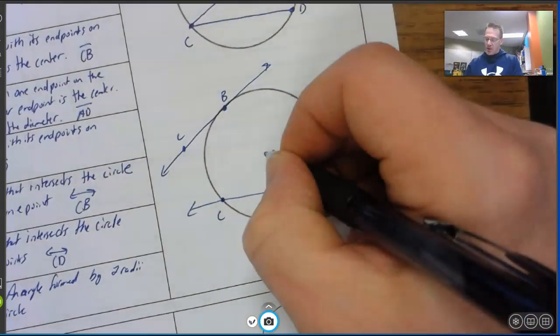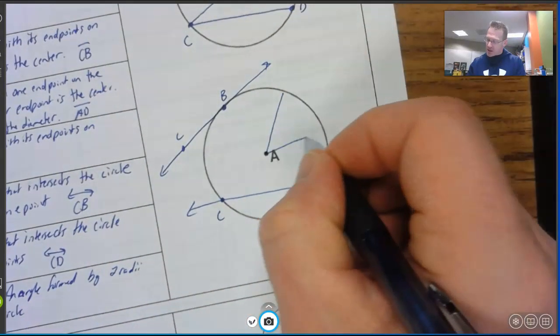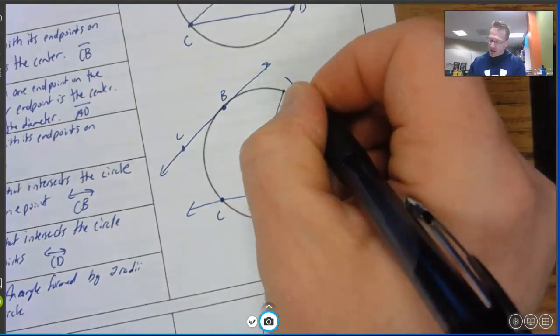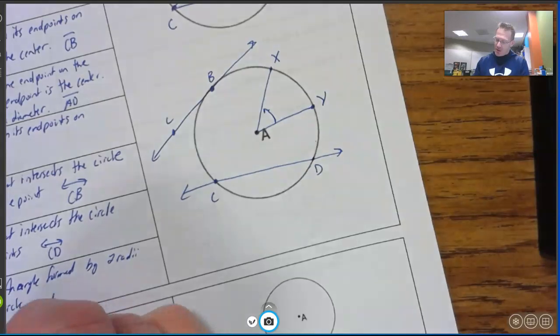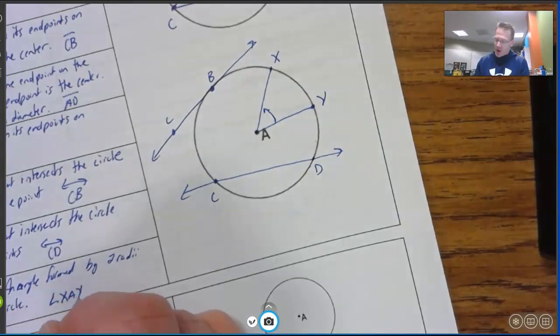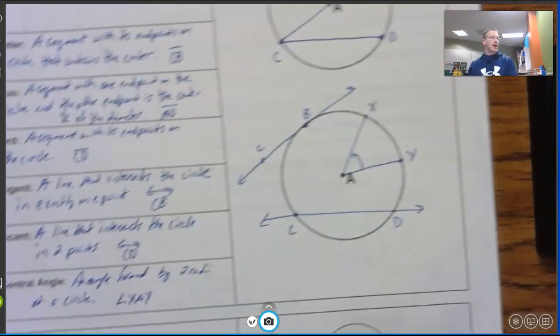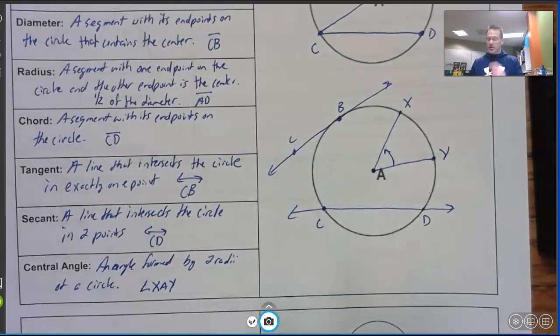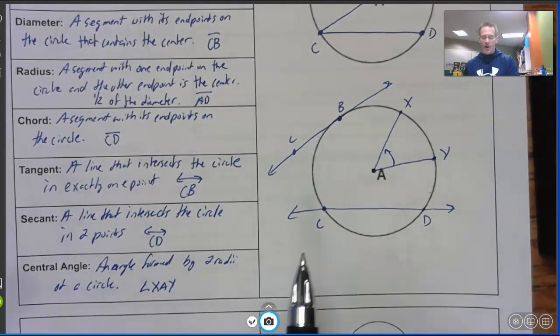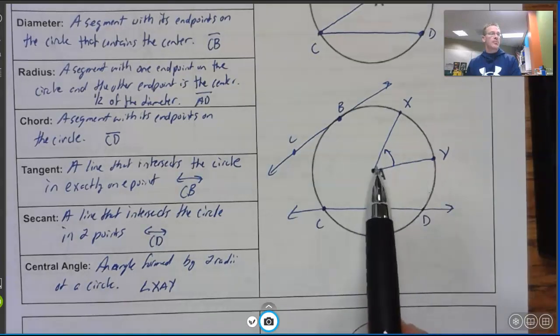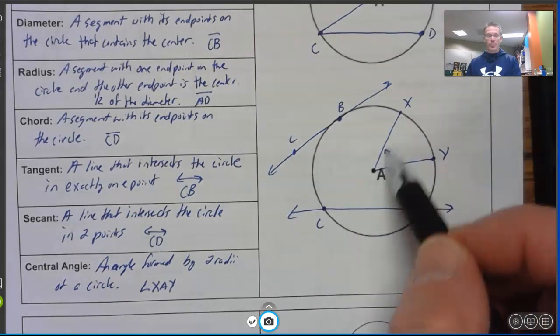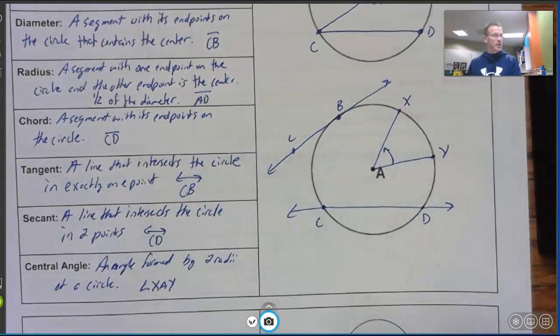So if I just do this, let's call this X and Y, right? So angle XAY is a central angle. And it's called a central angle because we're at the center. So one ray is a radius, the second ray is also a radius, so that would give us a central angle.